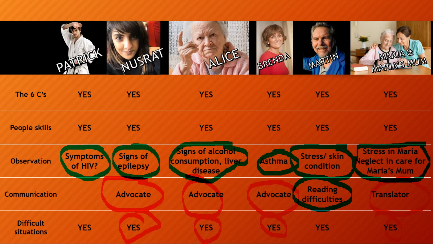People skills, I think, apply to all the case study characters. Same with the 6 C's. Outline what they are, apply them, and think about which ones would be the most useful for them.